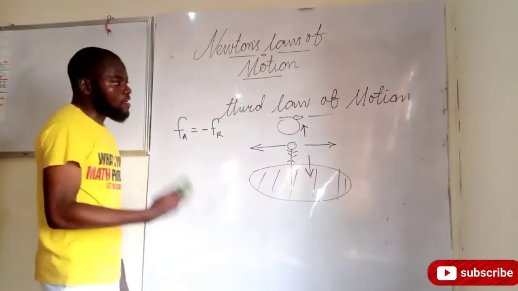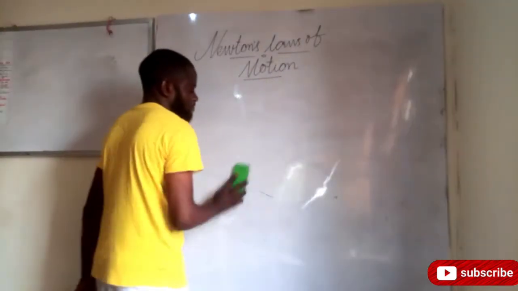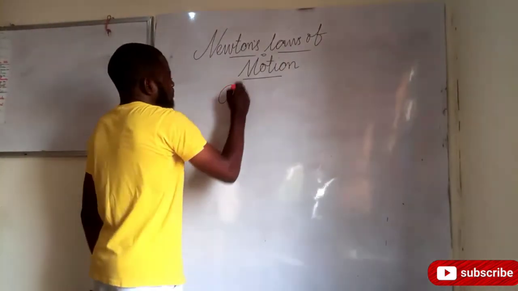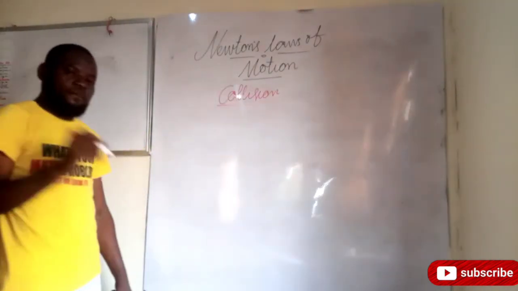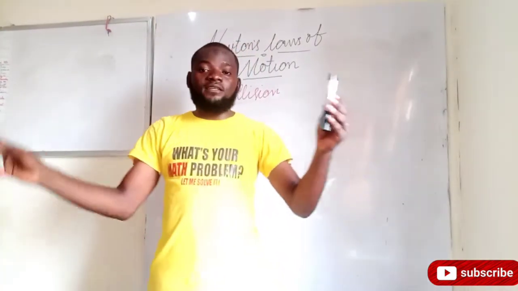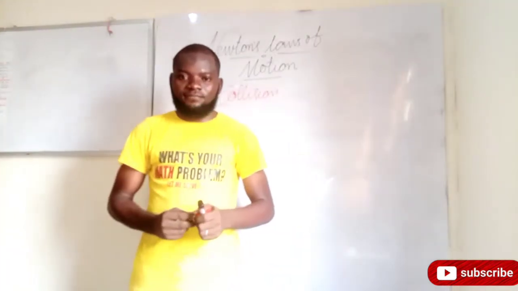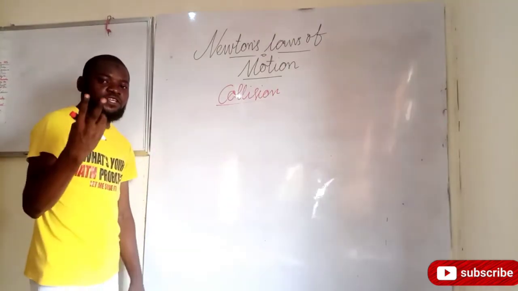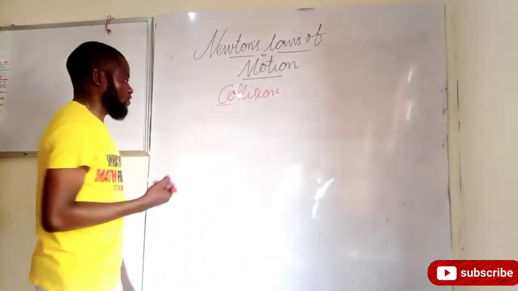Now, before I call it a day in this class, let's quickly look at what we call collision. When you talk about collision, what is collision? When two bodies hit each other like this, we say the two bodies collide. Collision can be in different ways. We have about 4 to 5 types of collision, but I'll only talk about 3.